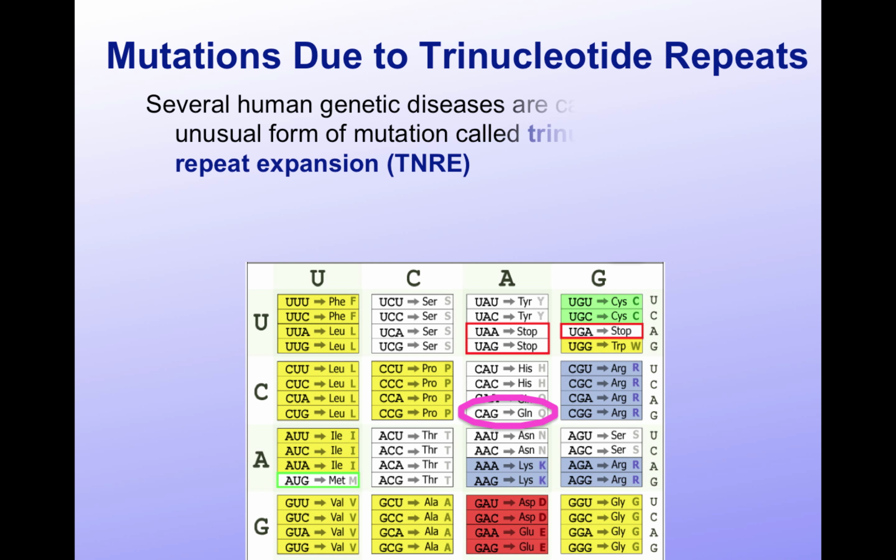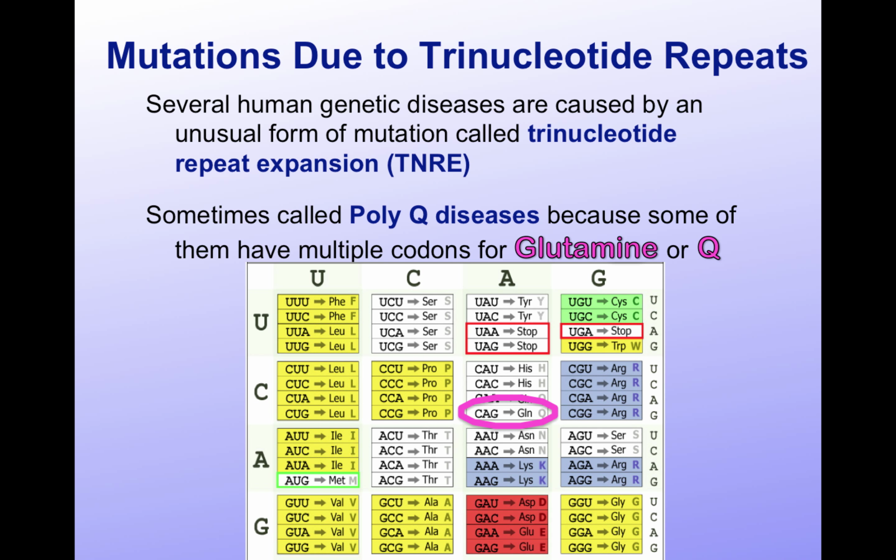Mutations due to triplet repeats are found in several human genetic diseases that are caused by an unusual form of mutation called trinucleotide repeat expansions. Sometimes they're called polyQ diseases because some of them have multiple copies of glutamine, or Q. So this is the codon that's repeated over and over again: CAG, which encodes glutamine, which in the single amino acid code is called Q. So they're often called polyQ diseases.